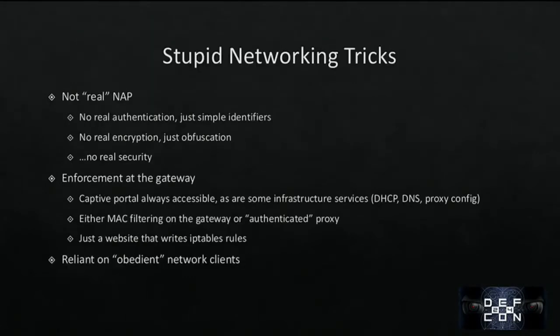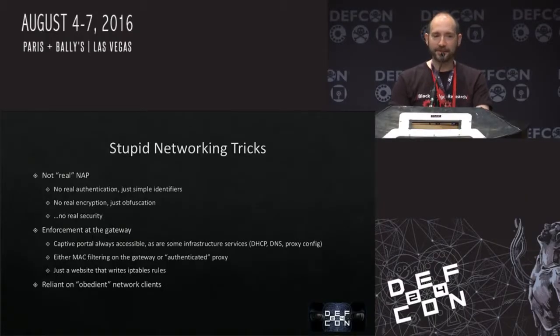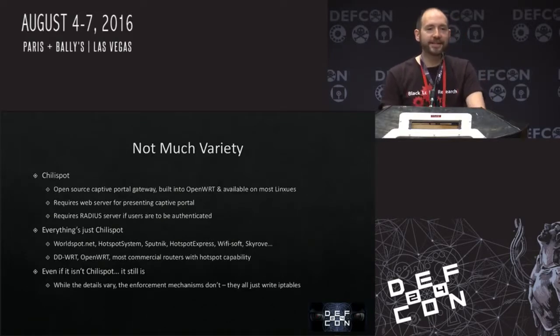These are not real network access protection. They're not using 802.1x. They're not using real cryptography. They are attempting to put a small barrier in front of you that they hope you don't know the way around. And as a result, they don't have a real security boundary, and they're pretty easy to circumvent. They rely on obedient network clients that are going to behave the way network clients normally do. They're either an authenticated proxy or MAC filtering on the gateway, usually MAC filtering on the gateway governed with iptables rules. There's very little variety in these.